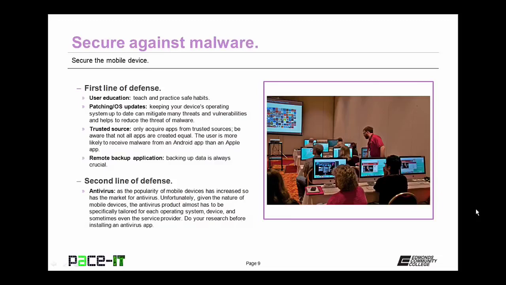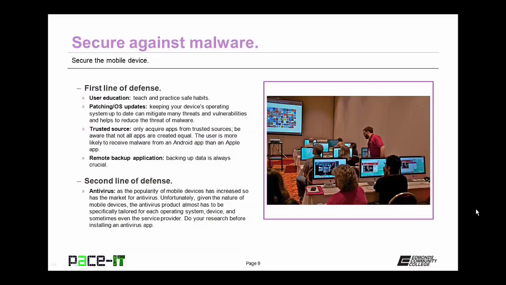Patching your operating system and keeping current on updates is another portion of your first line of defense. This can mitigate many threats and vulnerabilities and helps to reduce the threat of malware. You should only acquire apps from a trusted source. Be aware that not all apps are created equal. You're much more likely to download malware on an Android device than you are on an Apple iOS device.